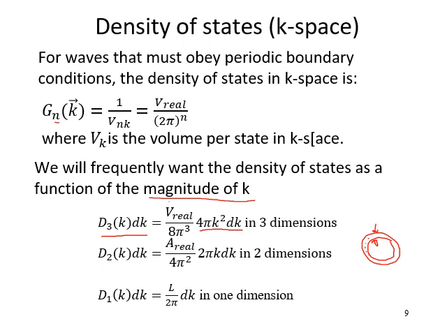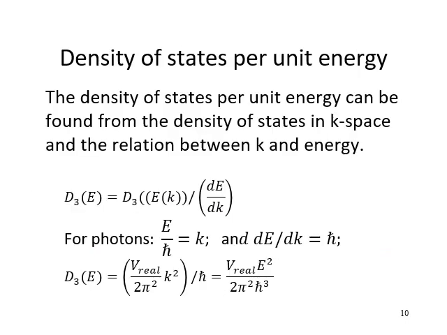And in 1 dimension, we can do the same thing. How many states in a 1-dimensional sample? My volume in the 1-dimensional case is just the distance between 2 states. Once we know the density of states per unit k, then we can convert that to density of states per unit energy if we know the relationship between energy and wave vector.